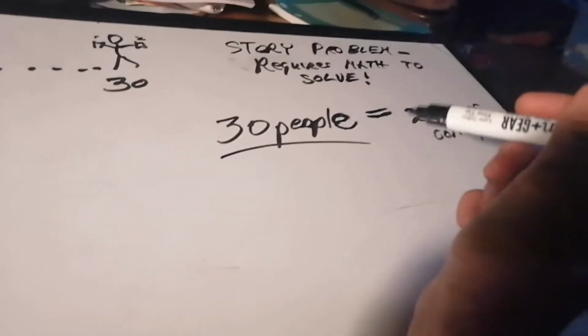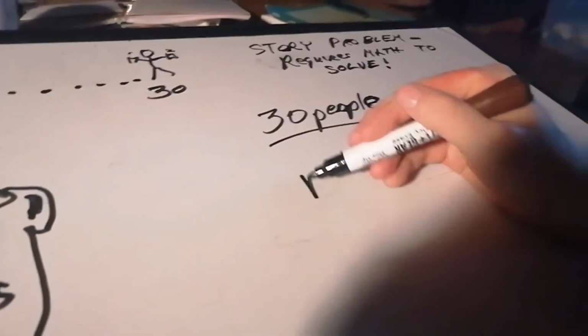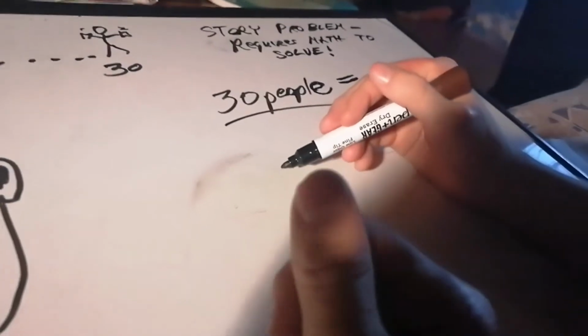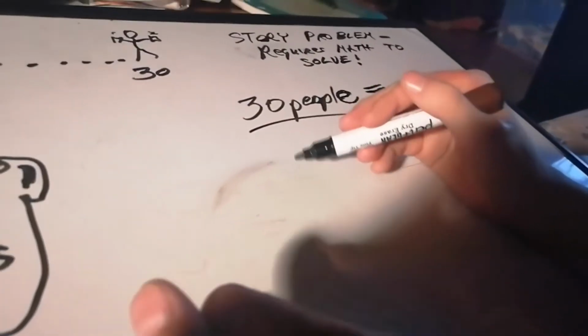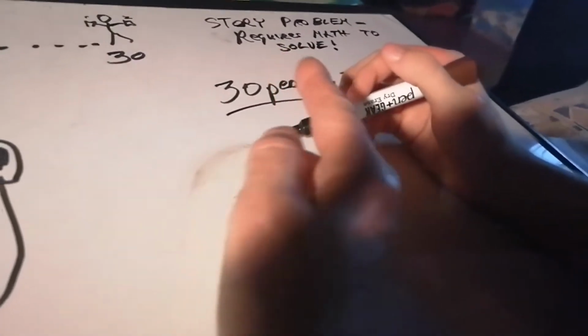So what are we going to do? Multiply or divide? Multiply. Okay, so what are you going to multiply? What numbers are you going to use? What numbers are you going to multiply?